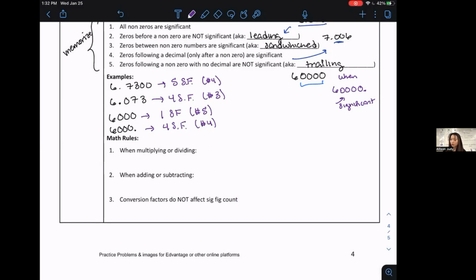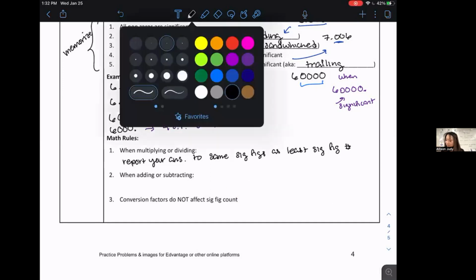And here are a couple of rules. When multiplying or dividing, we say that you report your answer, ANS is my shorthand for answer, to the same sig figs as the least sig fig number. So it's kind of like saying on a team, right? You're only as good as your weakest teammate, which is a little rough, okay? Because there's some gaps in there.